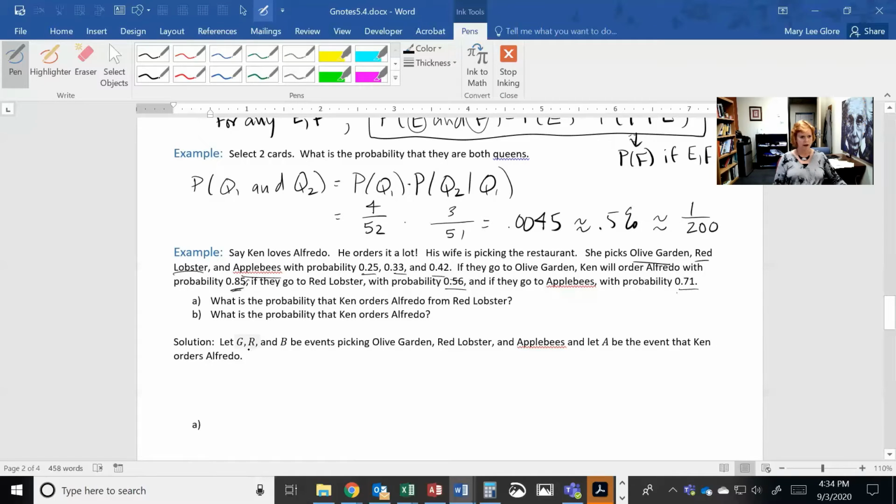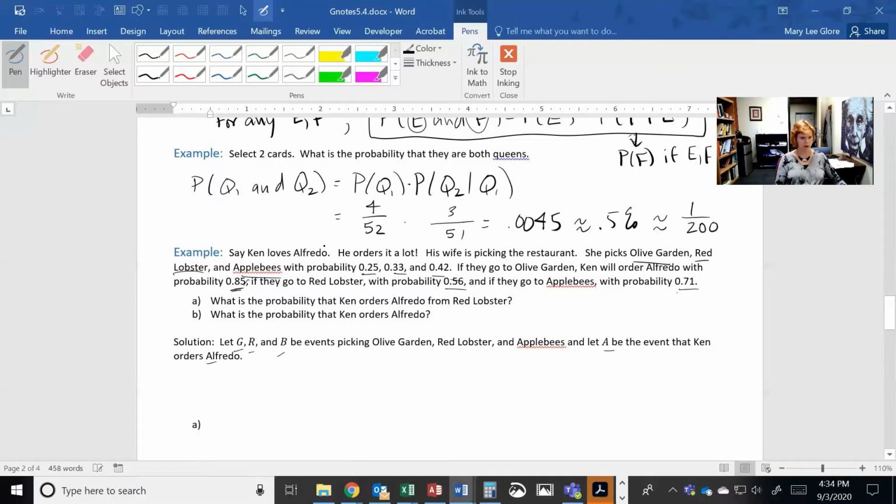I'm going to let G be going to Olive Garden. I just don't want to use O because it looks like a 0. So we'll use G for Olive Garden, R for Red Lobster, and B for Applebee's. The reason I'm not using A is because I'm going to use A for the event that he orders Alfredo. So what is given to us above?